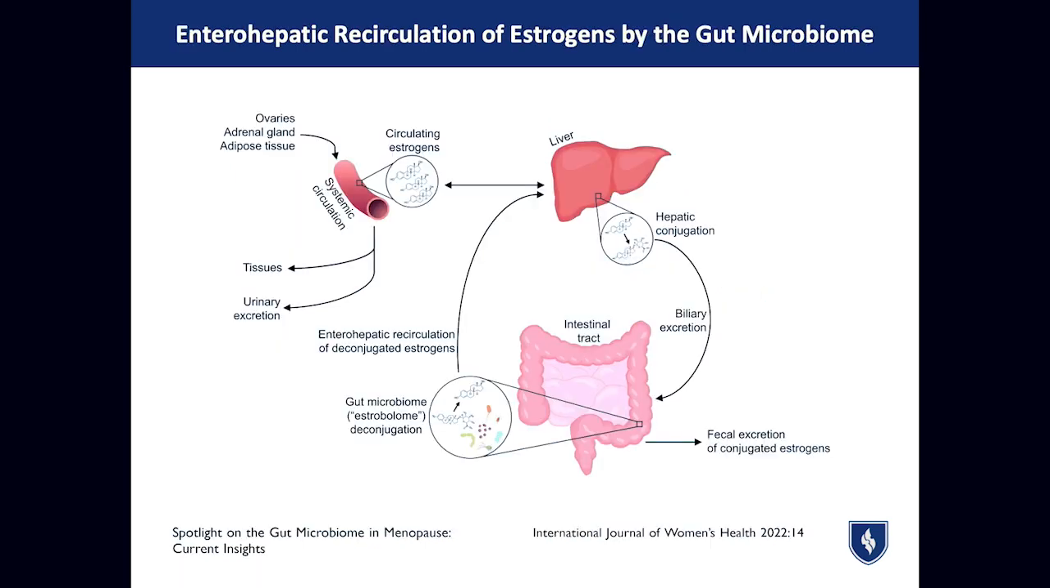And here you can see an illustration of systemic inflammation in the gut. The liver is producing hormones. It gets released in the bile to the gut.